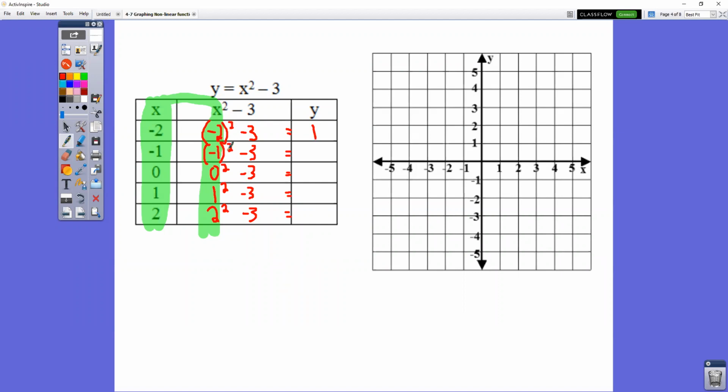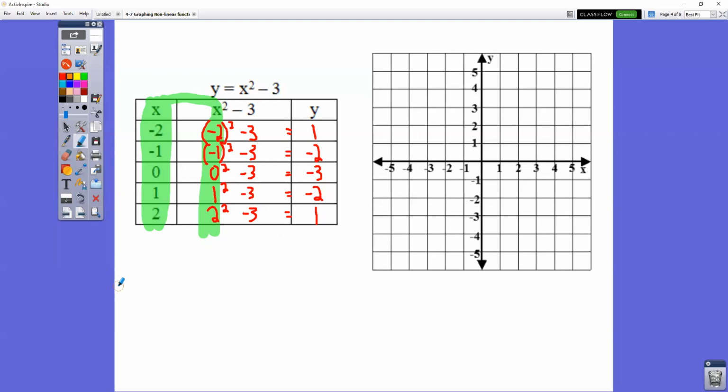-1 squared. -1 times -1 is +1. 1 minus 3 is -2. 0 squared. 0 times 0 is 0. Minus 3 is -3. 1 squared is 1 times 1, which is 1. Minus 3 is -2. 2 squared is 2 times 2, which is 4. Minus 3 is 1. Now, take a look at your Y column for a second.